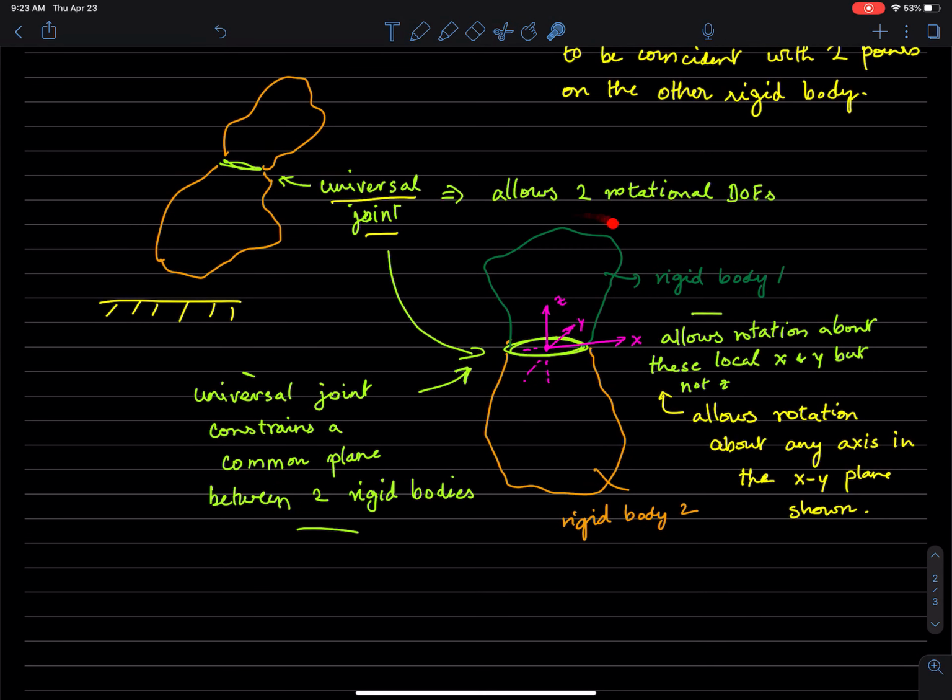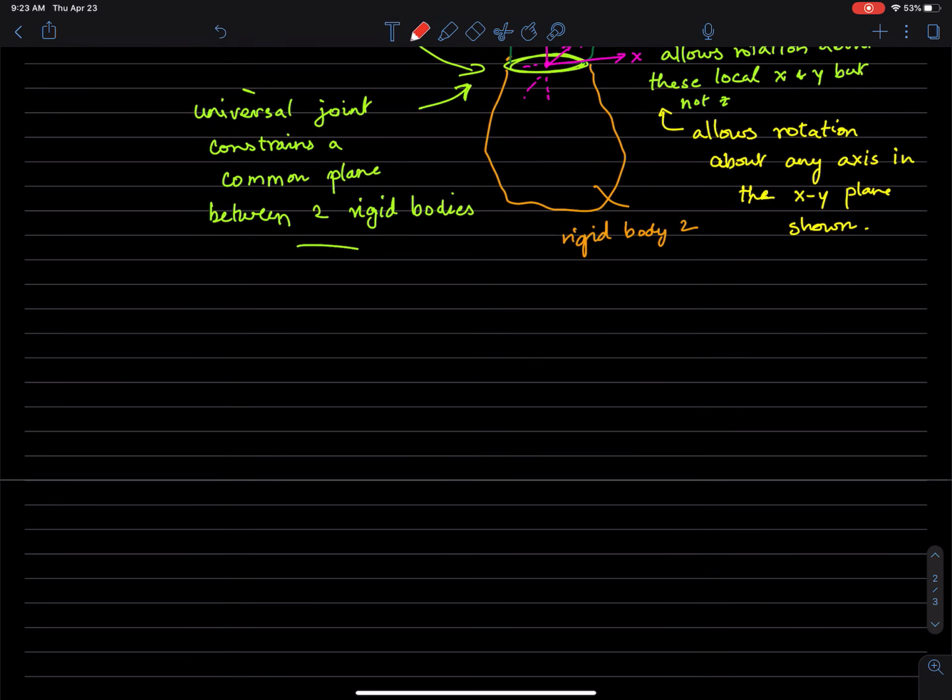If you have a rigid body like this and a rigid body like this, and imagine a cross-sectional plane here, and you draw these 2 axes in the plane and z out of plane. The 2 rigid bodies can rotate about the x-axis and the y-axis, but not the z-axis. So there is no twist degree of freedom, but you can rotate this rigid body about the y-axis or about the x-axis. That's basically called a universal joint. It's usually constructed in this manner, at least.